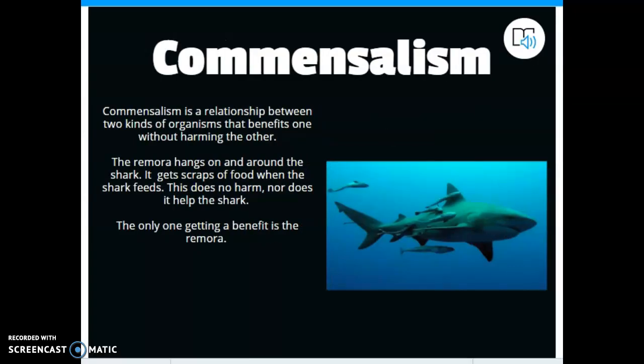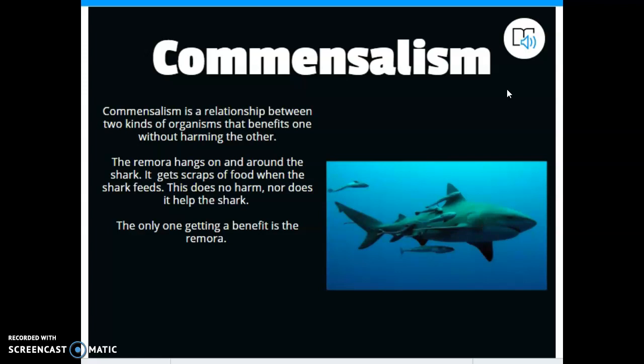The first type of symbiosis is called commensalism. Commensalism is a relationship between 2 organisms where one of the organisms actually gets something of benefit. It gains something. Where the other organism, it doesn't get anything. It's not helped, nor is it harmed. It really gets nothing out of the relationship.